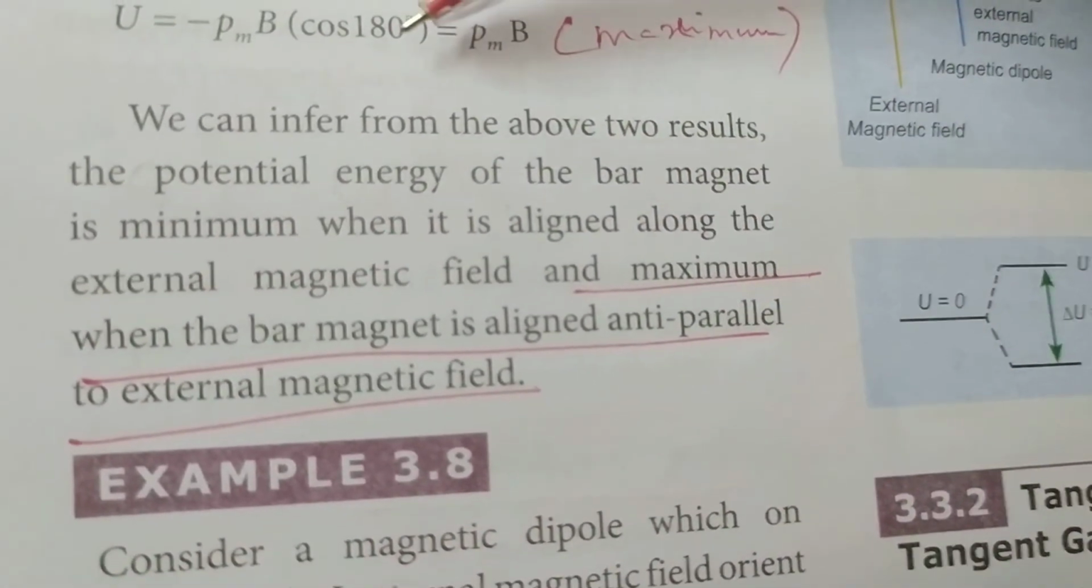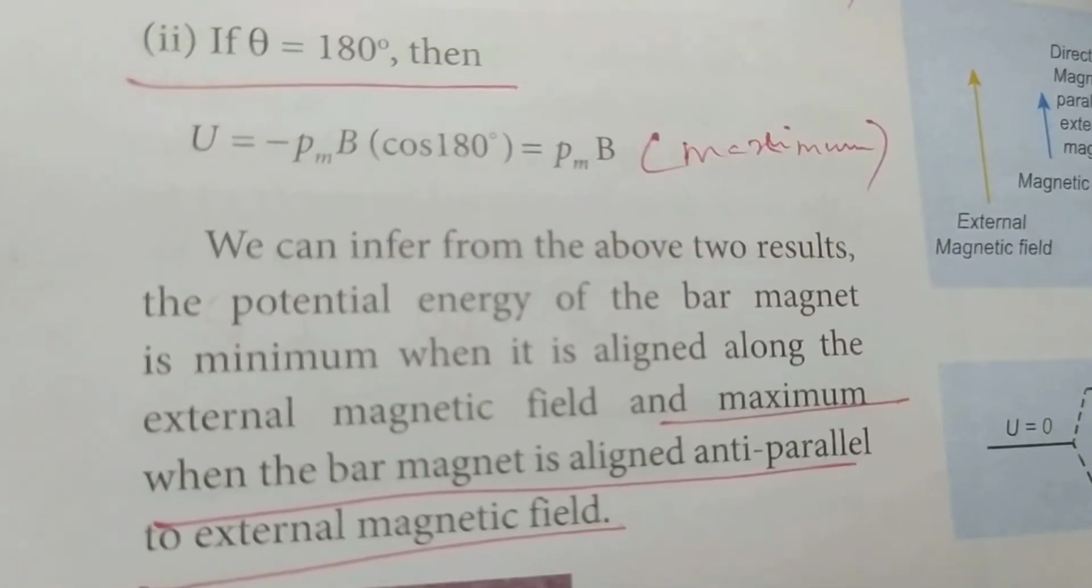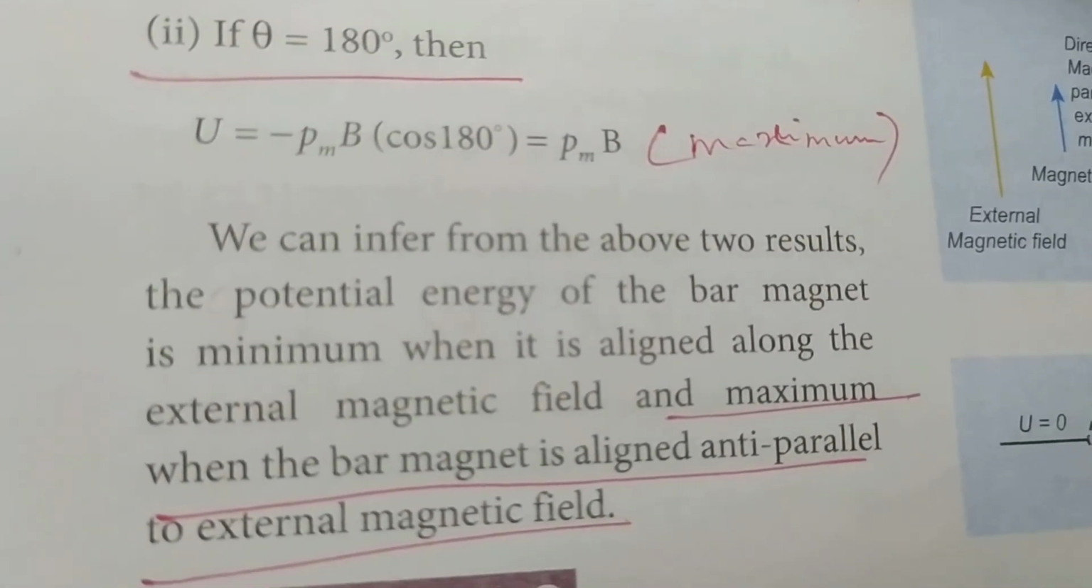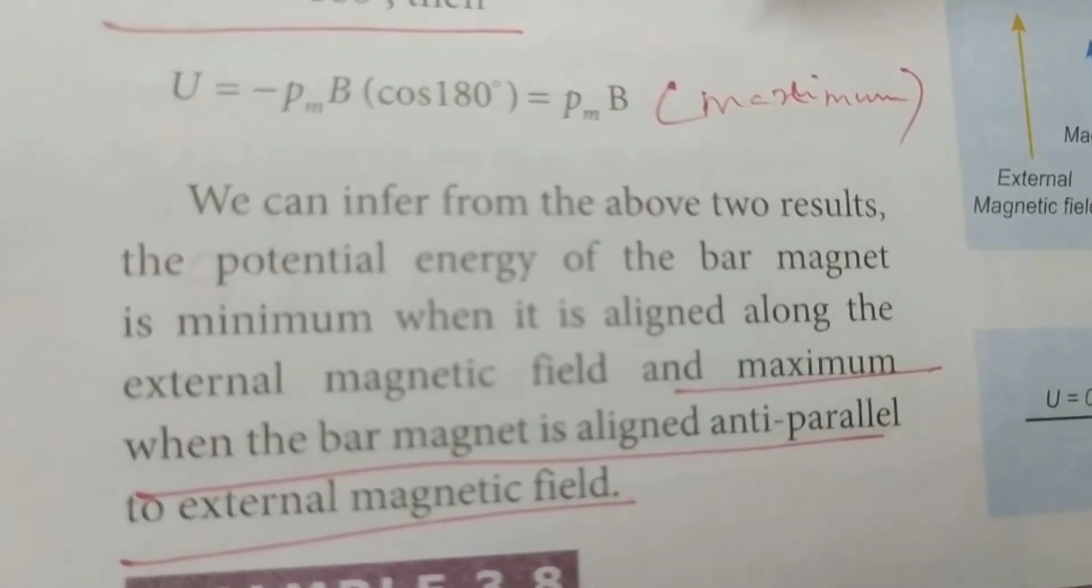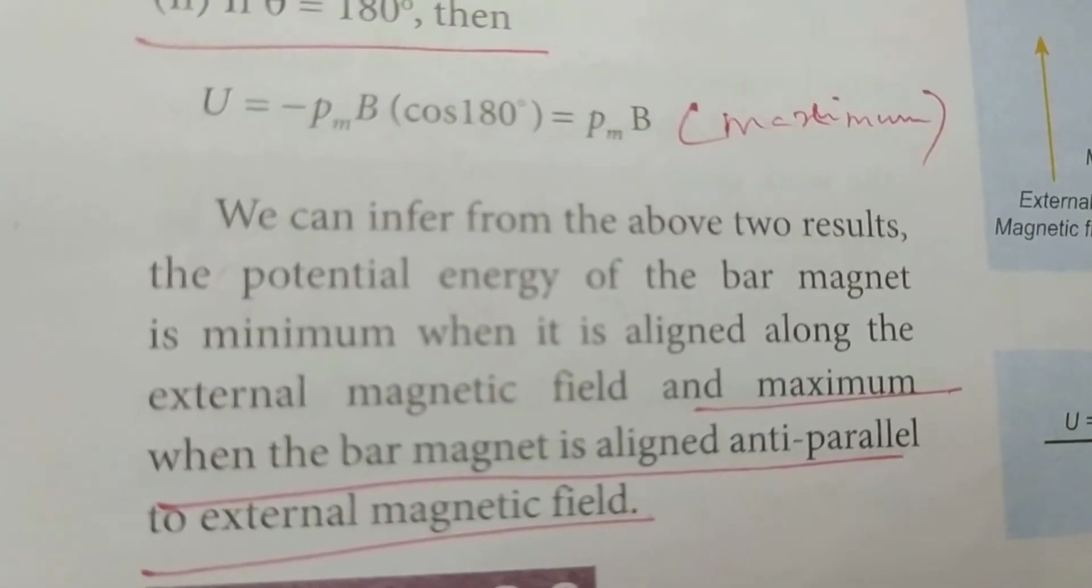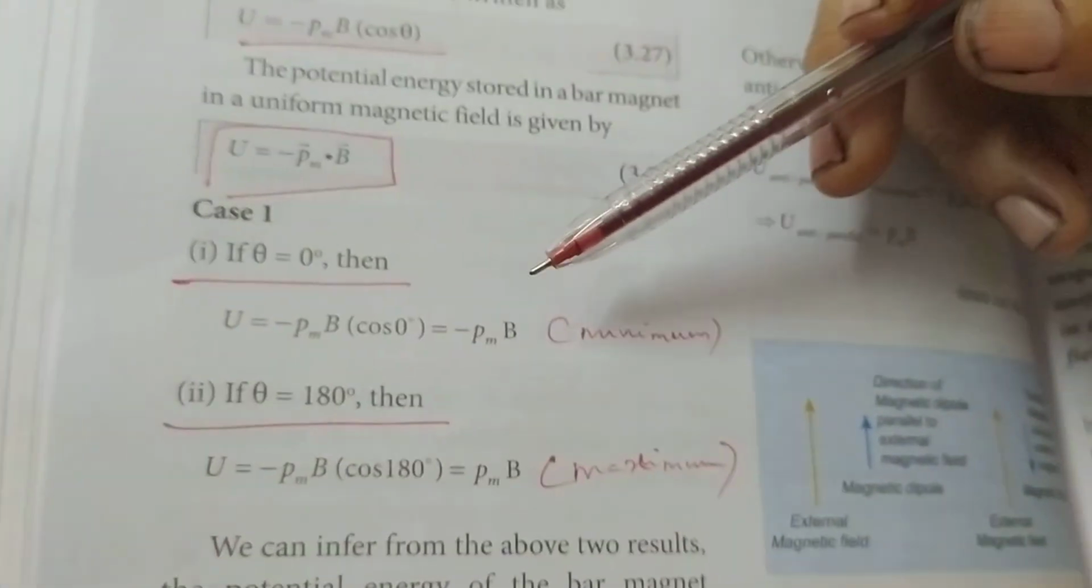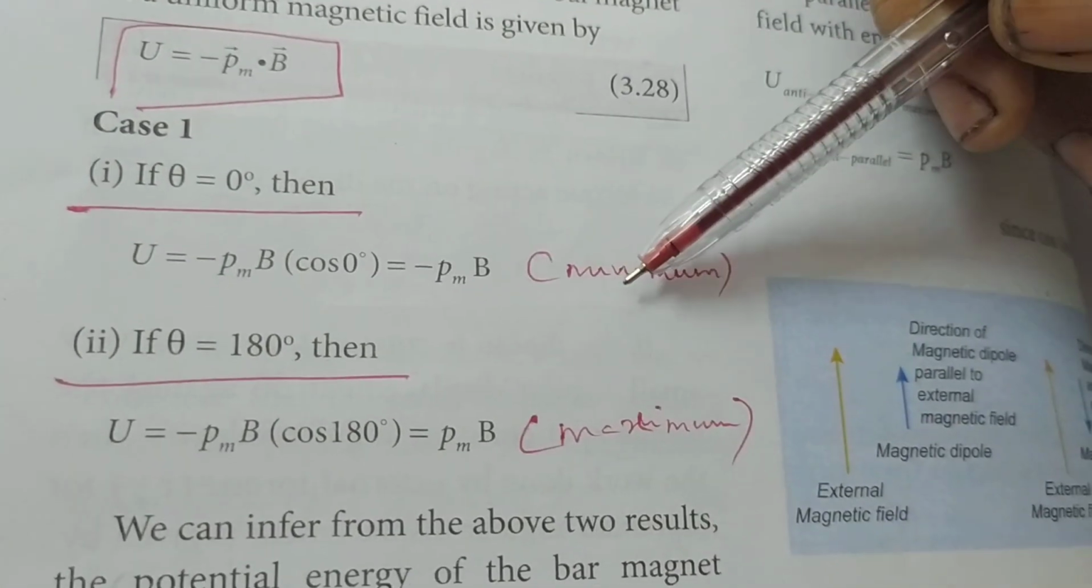So we have derived an expression for the potential energy. So far we have seen Coulomb's inverse square law, the axial line equation, the equatorial line equation, then torque and potential energy. Hope you understand, girls.